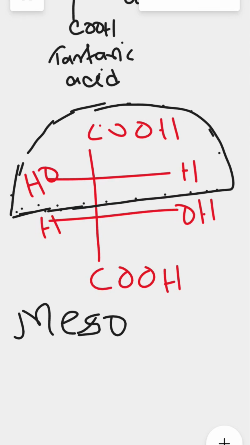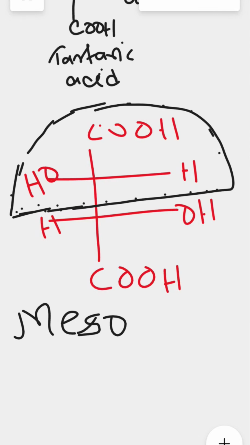Okay, so this part is the mirror image of the other part. That is RS. If one is R, the other is S. So it is the mirror image. RS and SR are both the same structure, because within it you can see the structure is such that one part is the mirror image of the other.